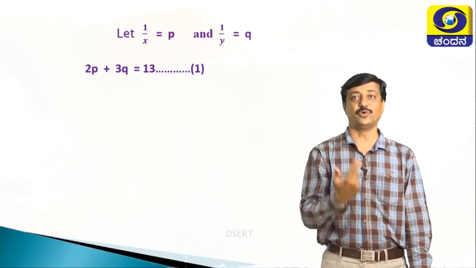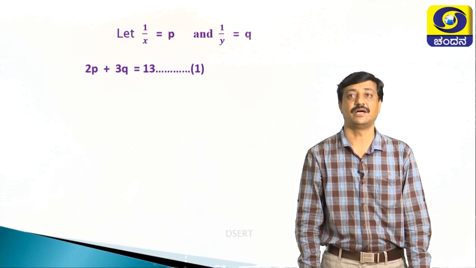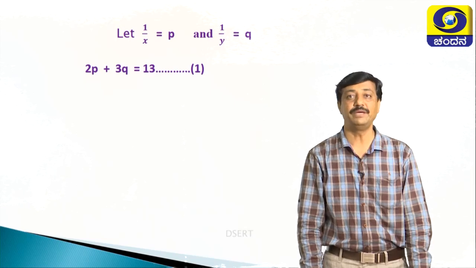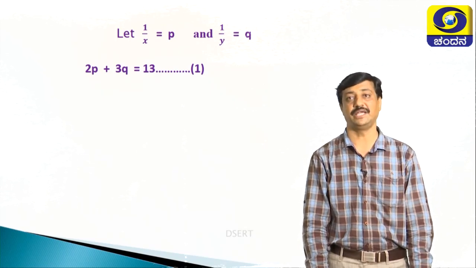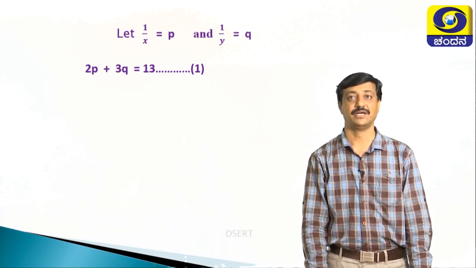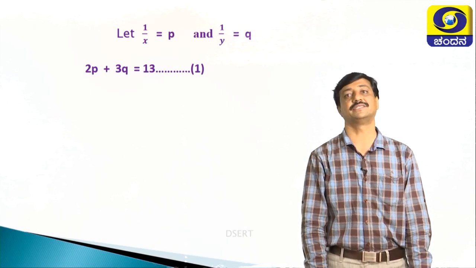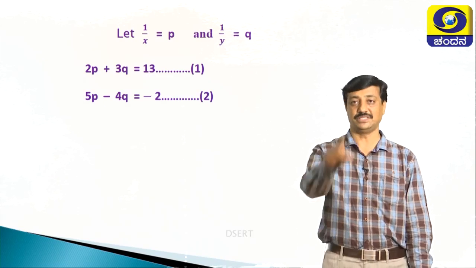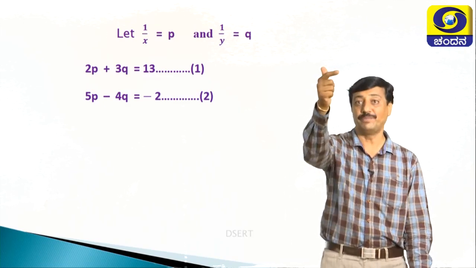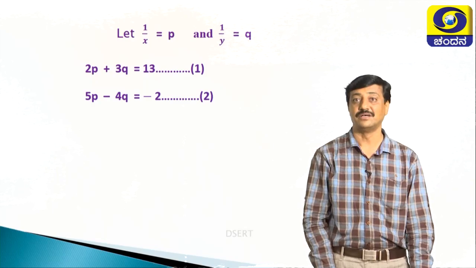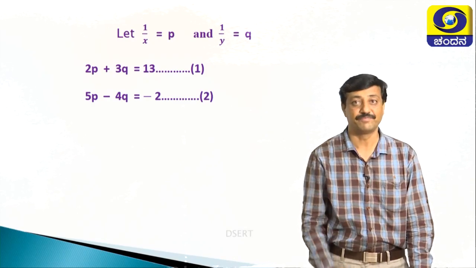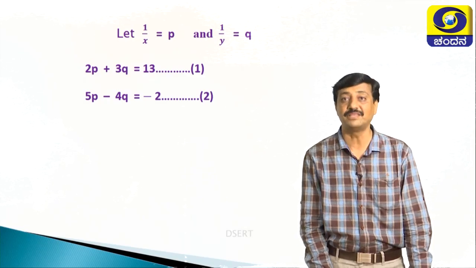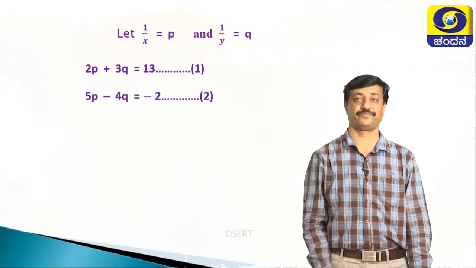After substituting 1 by x as p and 1 by y as q in the first equation, you will get 2p plus 3q is equal to 13. That is the first equation. If you substitute the same in the second given equation, you will get 5p minus 4q is equal to minus 2. Now you compare these two equations. Are they in standard form? Yes, these two equations are in standard form with the variables p and q.